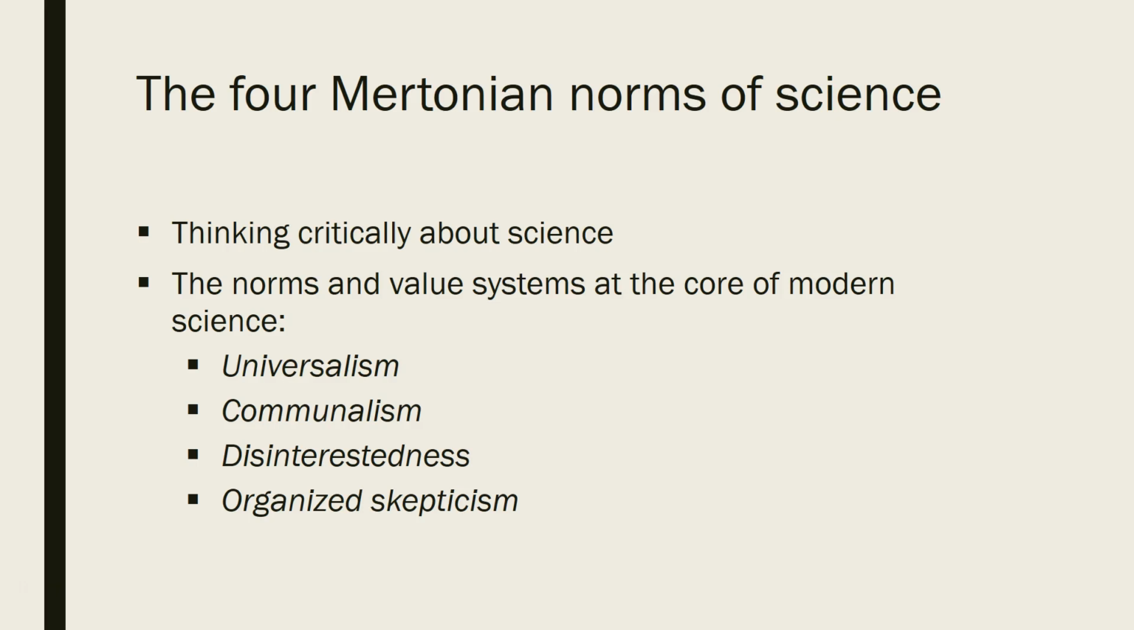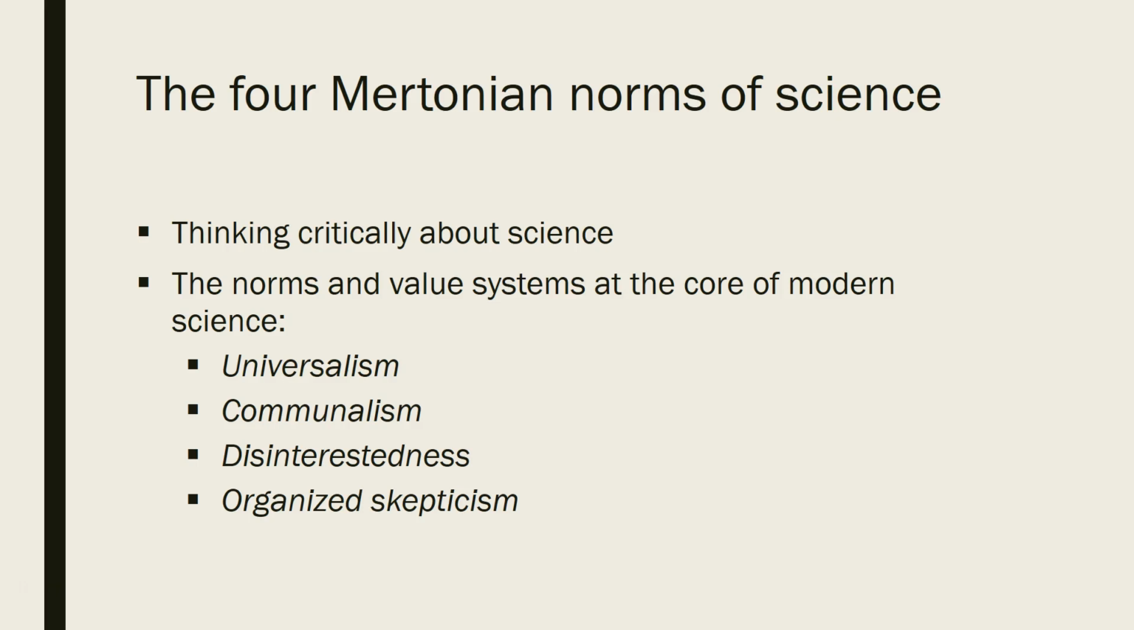The second, communalism, is the idea that scientific research is the product of social collaboration and therefore should be assigned to the community, which is to say that it should be shared with the scientific community and made publicly available. The third, disinterestedness, is the idea that science is a fair and open search for truth. And the fourth, organized skepticism, is the idea that scientific research should be subject to the exacting scrutiny of fellow experts. It should be subject to the detached scrutiny of those experts.